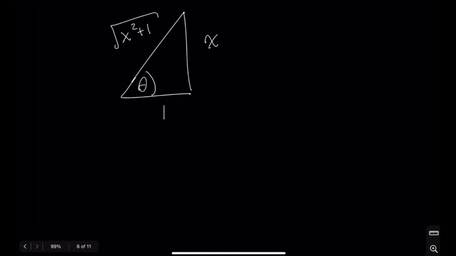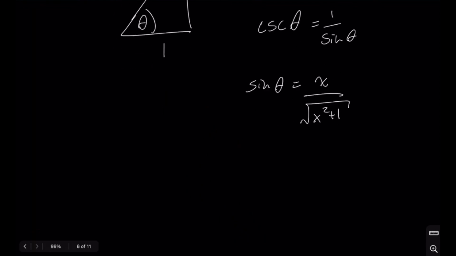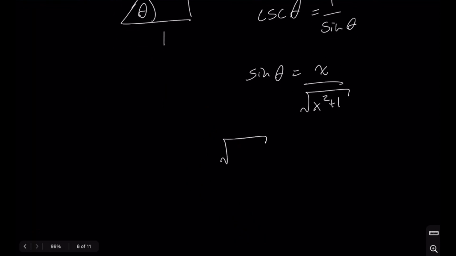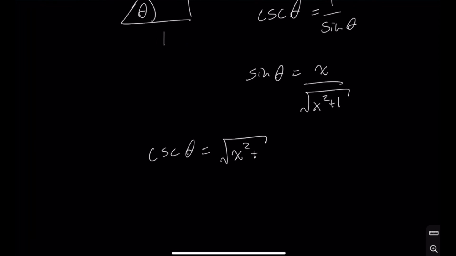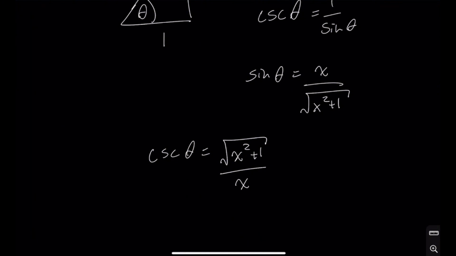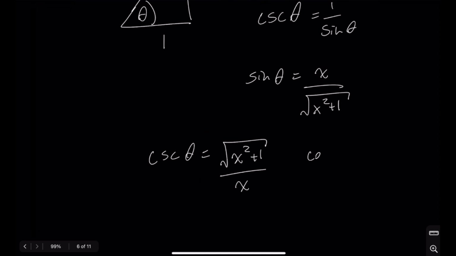Okay, so cosecant theta is equal to 1 over sine. And so sine theta is opposite over hypotenuse, which is going to be x over the hypotenuse. So then cosecant theta will be equal to the square root divided by x. Cotangent will be 1 over x.